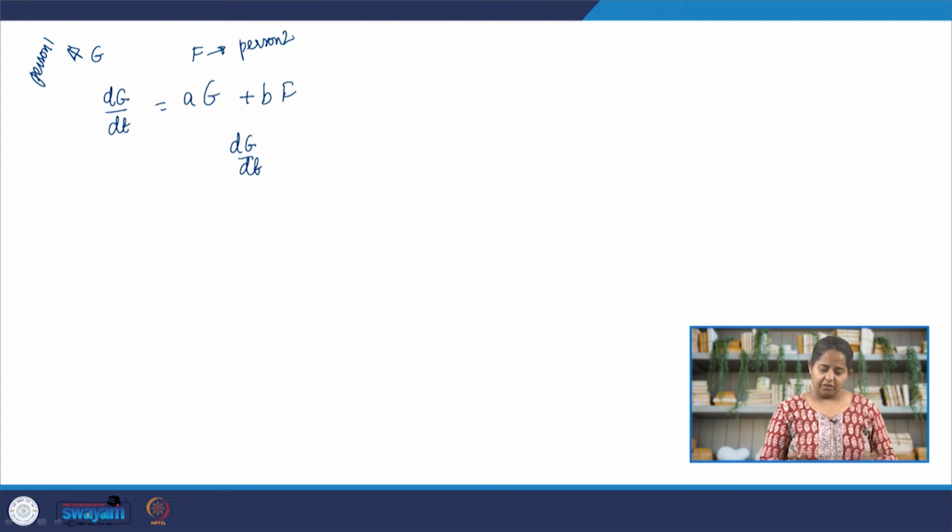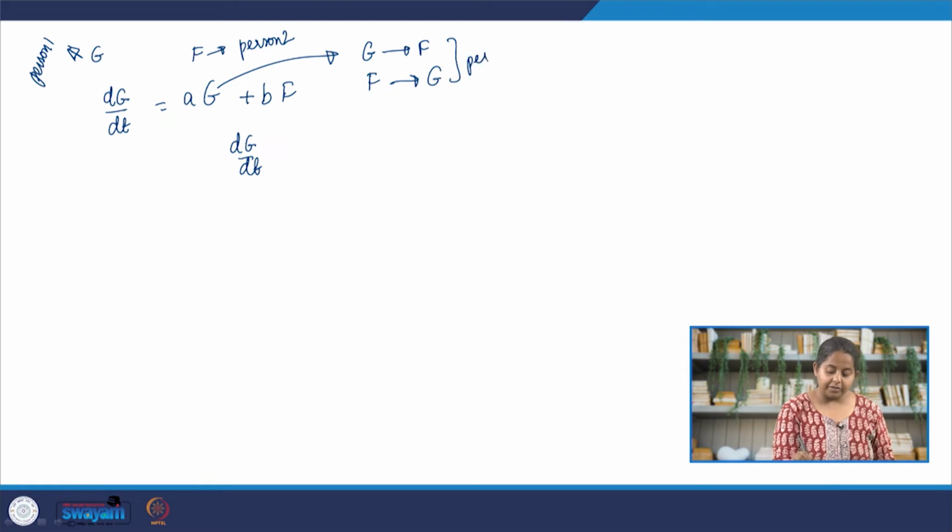In the equation, however, I'm using capital G to represent the feelings that G has towards F, and the capital letter F to represent the feelings that F has towards G. So here we are talking about persons, and here we are talking about feelings. If in the model G and F are positive, it means they have friendly feelings towards each other. If G becomes negative, it means that G has negative feelings for F, does not like F, wants to become enemies. So we are going to see how G and F change with time when they are two students in a class who are exactly similar to each other.